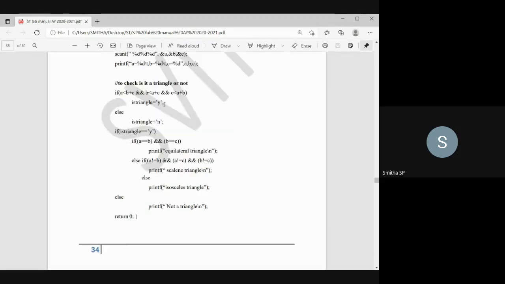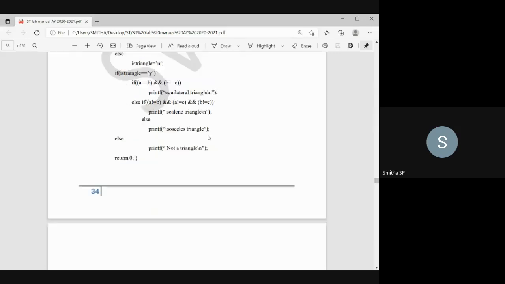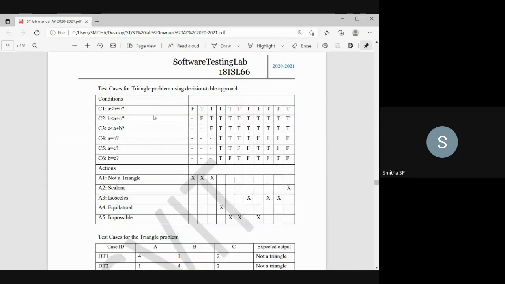So here we know that if these sides want to form a triangle, all these conditions should be satisfied. If any one of the conditions fails, if any one of the sides doesn't match this condition, then it is not going to form a triangle. Likewise, you have written the conditions over here. a is less than b plus c, b is less than a plus c, and c is less than a plus b. Next, C4, C5, C6. These conditions are written in order to check which type of triangle it is.